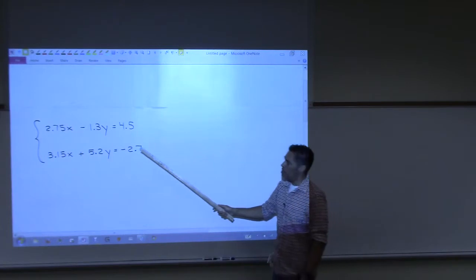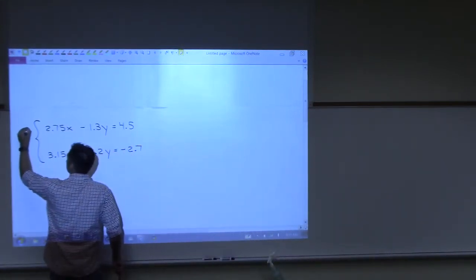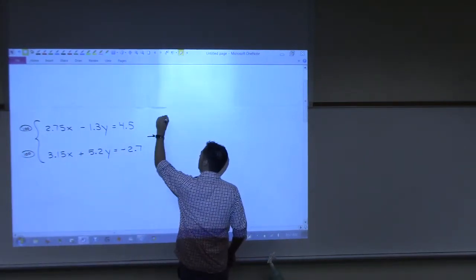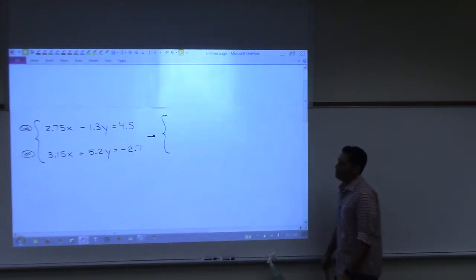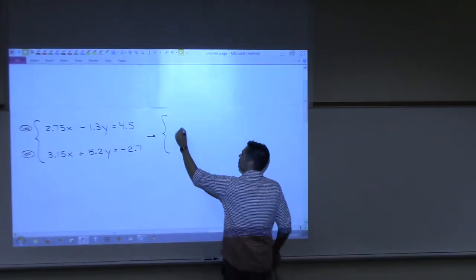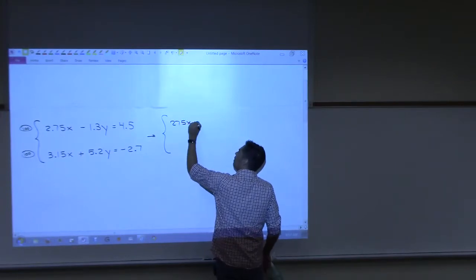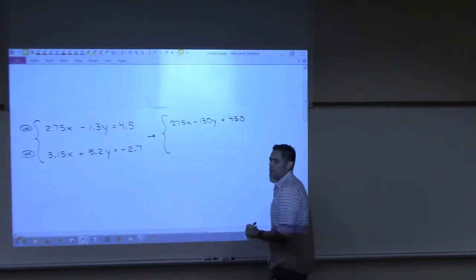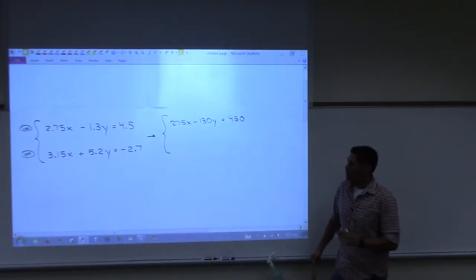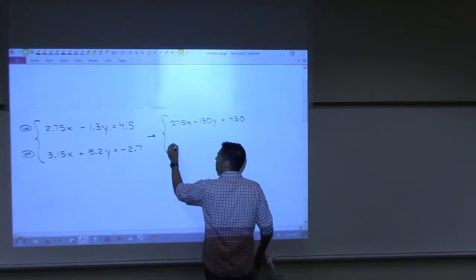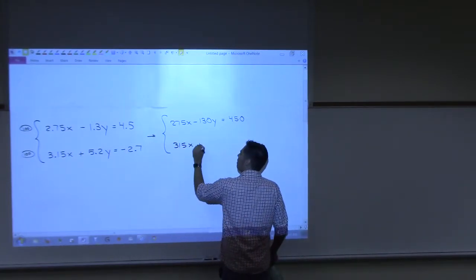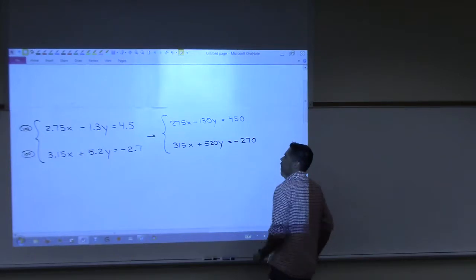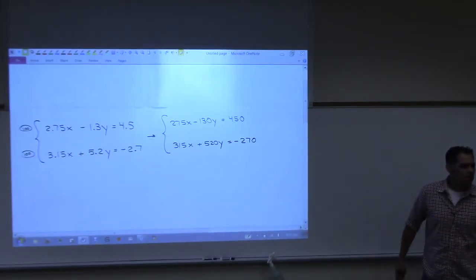So really what I'm doing is, technically, mathematically, you're multiplying the top by 100 and the bottom by 100. And that's going to allow us to rewrite this system. So what is this system now going to be? 275x minus 130y equals 450, right? Every decimal got moved to the right 2 places. Second one, 315x plus 520y equals negative 270. Everybody agree with this? Understand it?